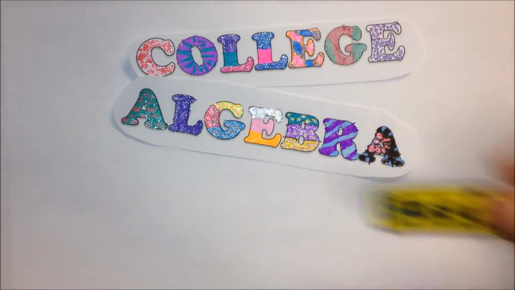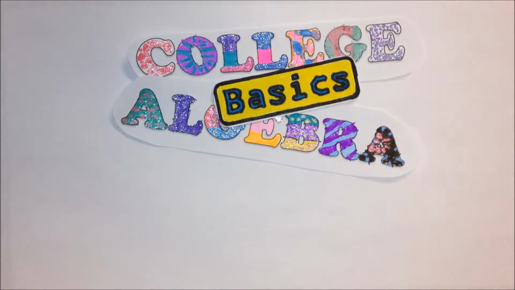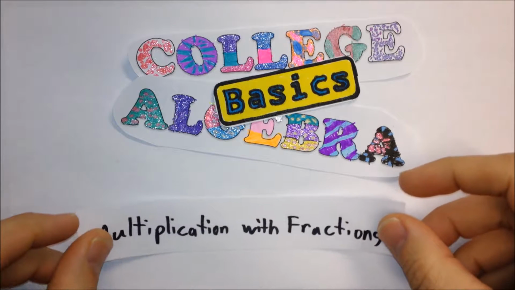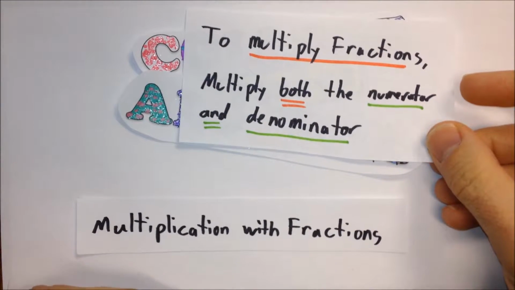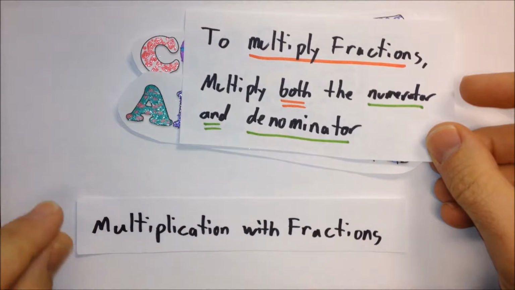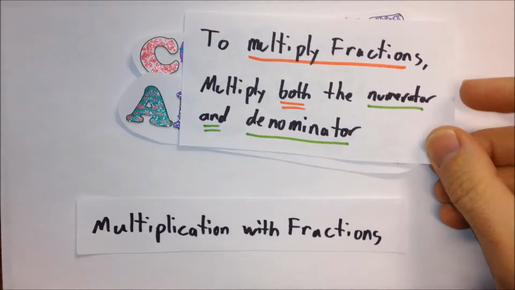Welcome back to College Algebra, and we're continuing our series on the basics of college algebra. Today, we're talking about multiplication with fractions. We're going to get to this, but similar to addition, the main point of multiplication of fractions is that we multiply both the numerator and the denominator across to get our final answer.